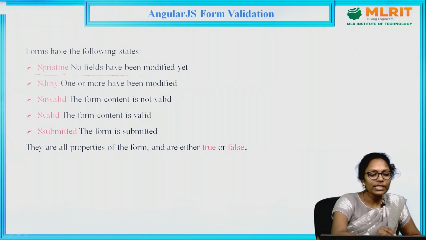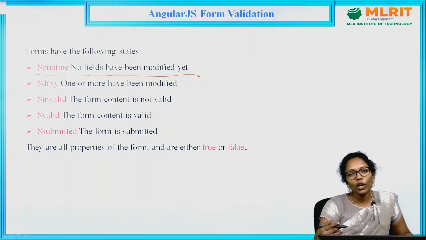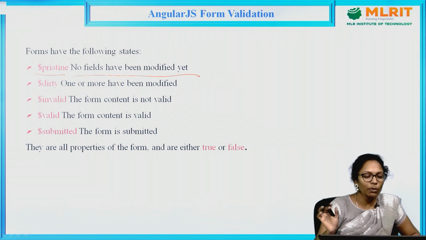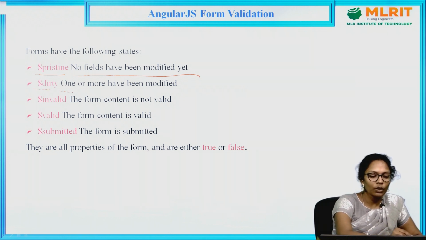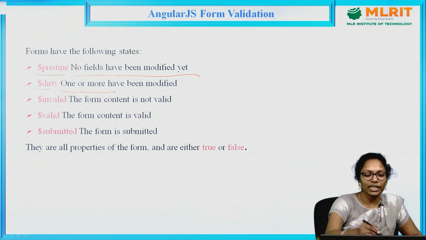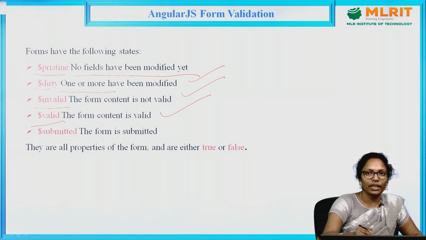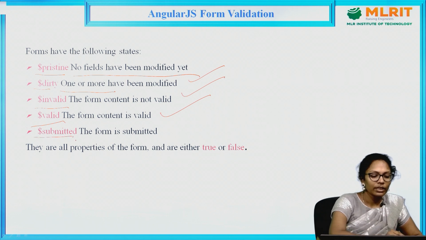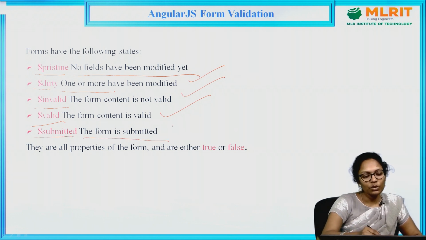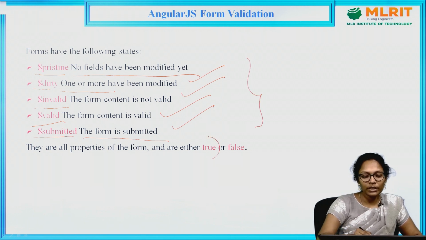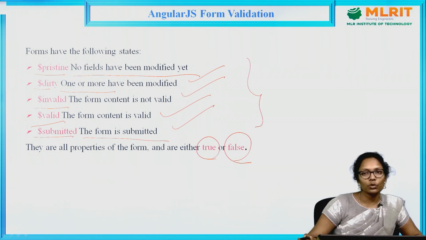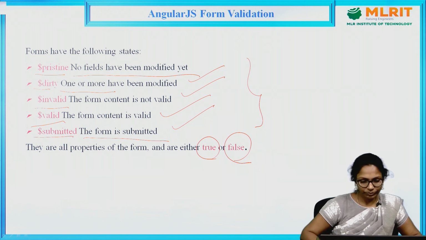$pristine means no fields have been modified yet. In the form you have multiple fields, but no field has been modified yet. $dirty: if any one of the fields has been modified. $invalid: if any field is not valid, then you can use this. $valid: all the fields are valid, the whole form content is valid. $submitted: the form is submitted. And again, all these values are Boolean. It will give either true or false. So based on our requirement, we can use them.